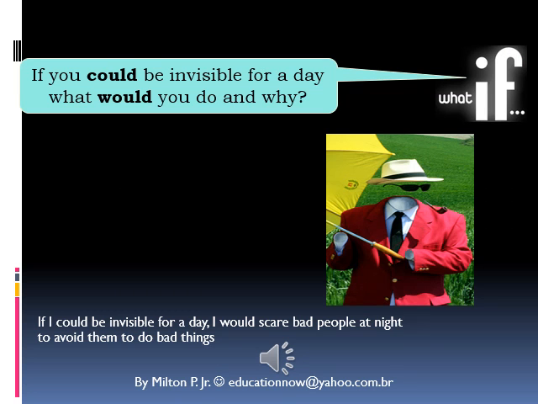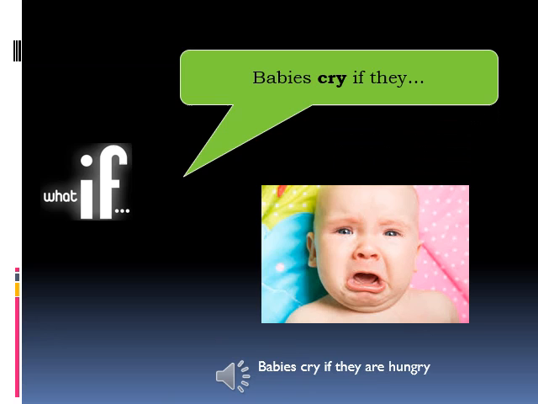Let's read another example for the second conditional. If you could be invisible for a day, what would you do and why? If I could be invisible for a day, I would scare bad people at night to avoid them doing bad. Let's read another example for the zero conditional. Babies cry if they are hungry.